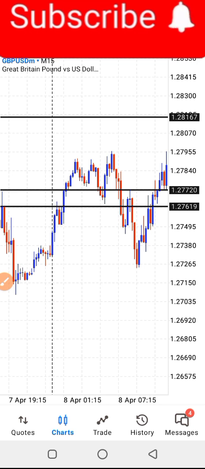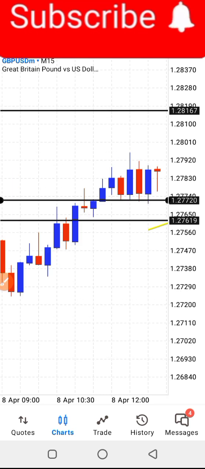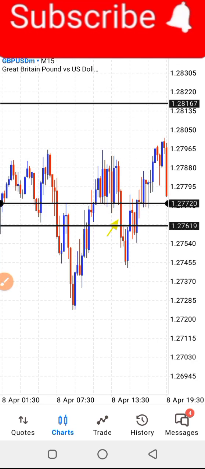So I see people just trying to use inverse fair value gaps anyhow. You don't use them anyhow. You use them with context. Okay, there should be context within your usage. That is what will make it more effective. Okay, so let me go over some examples right here.